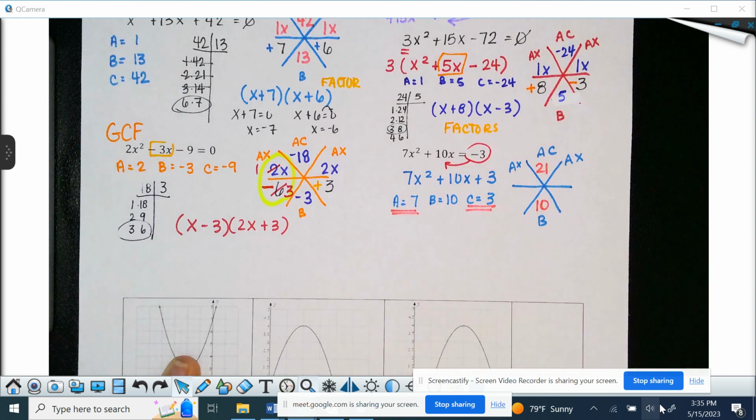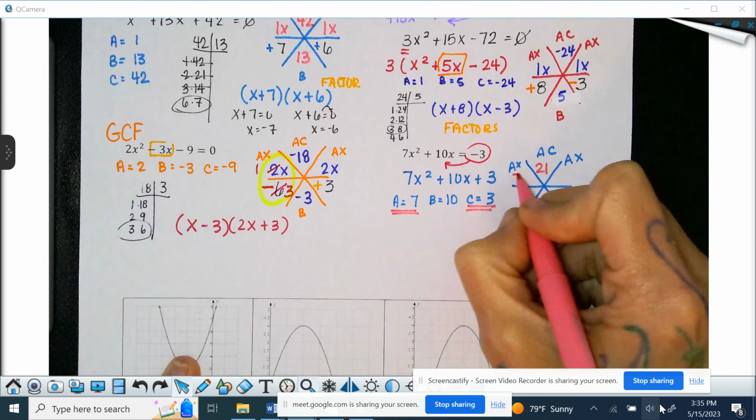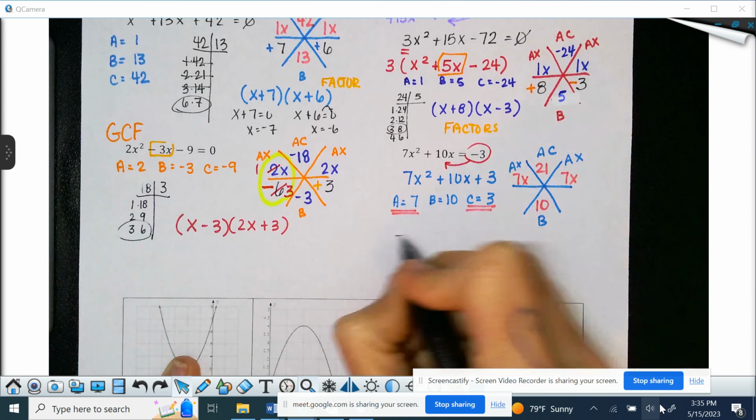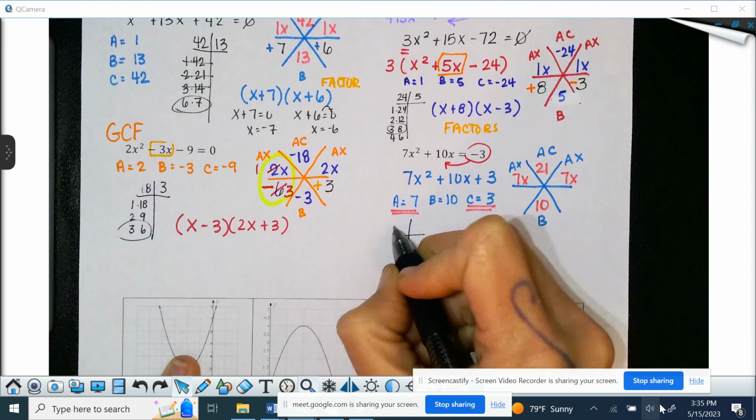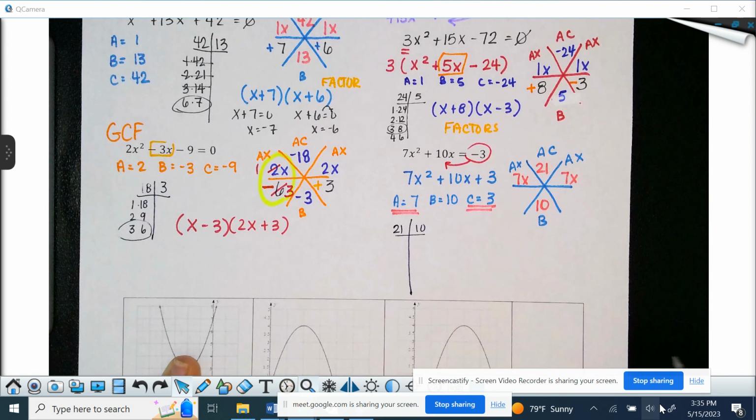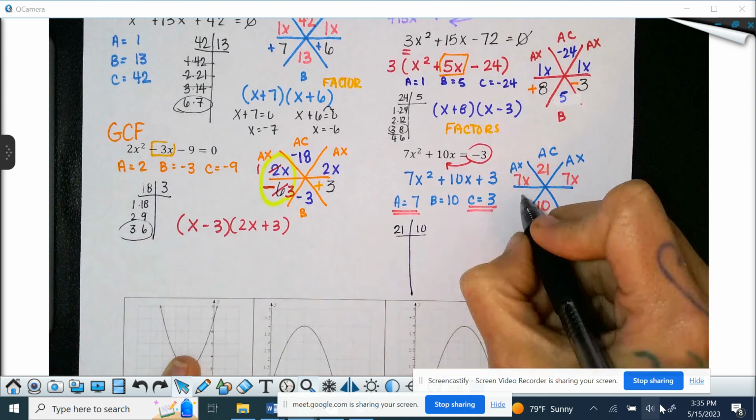All right. And then our A with our X goes in the upper corners. We're building our ACB chart, is what they used to call it at Pinecrest. So 21, it's going to add or subtract to give me 10. I bet you guys already know. I see it, you already typed it in. So 7 and 3.